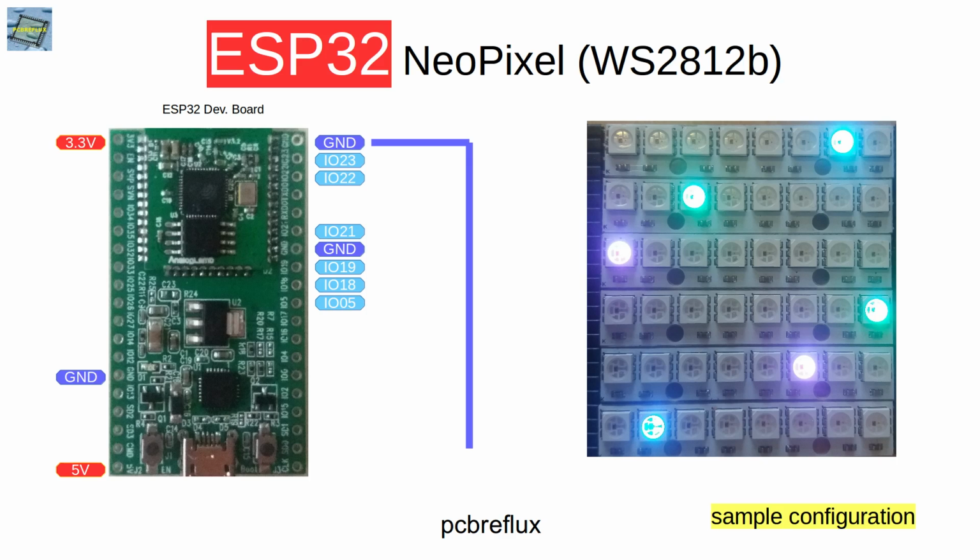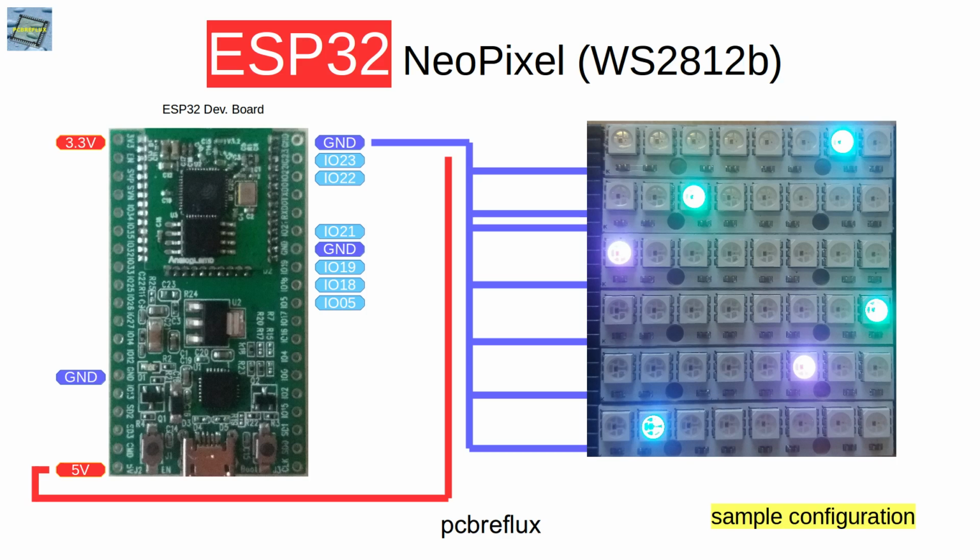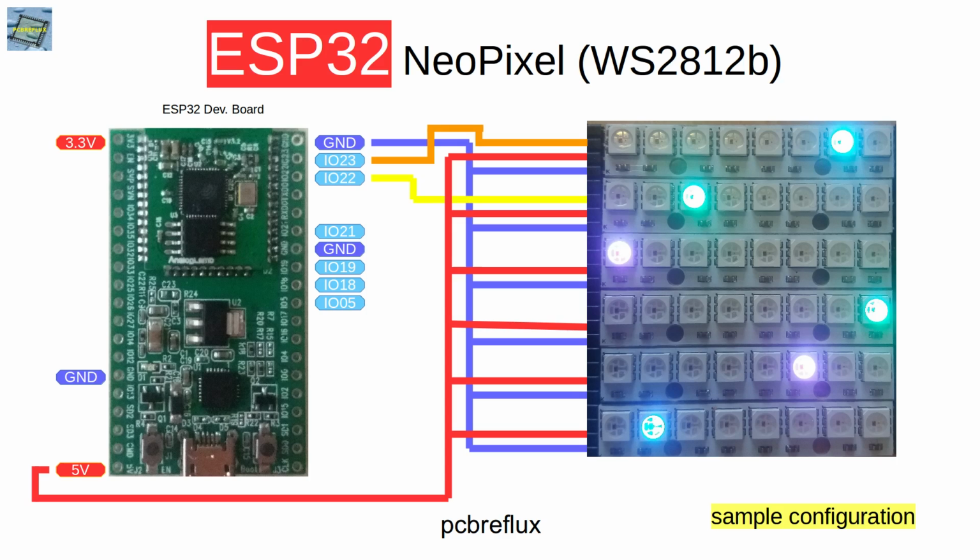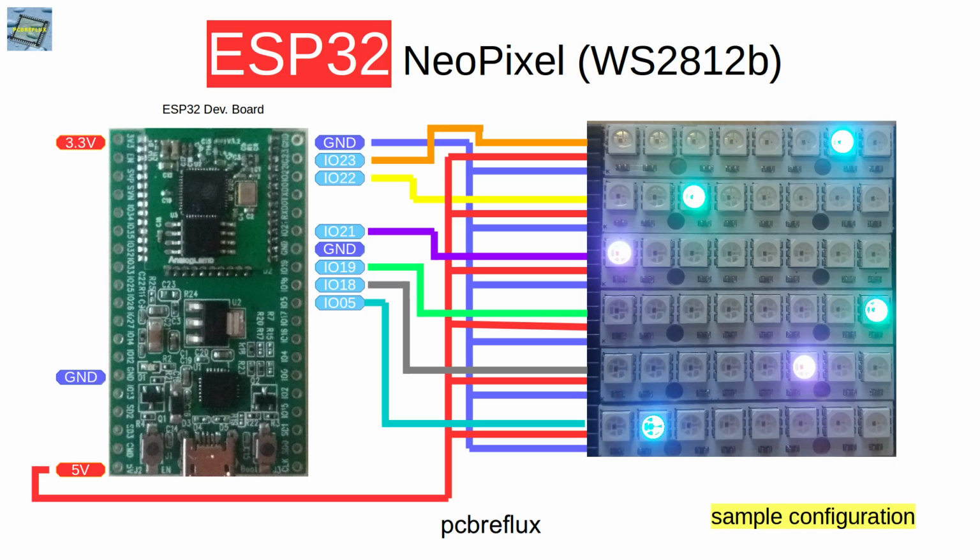And this is the setup for my breadboard configuration. I take the ground pin and tie them all together in a bus configuration. So I connect them to 1, 2, 3, 4, 5, 6 LED strings. And also the 5-volt rail from the USB connector. I do the bus configuration to 1, 2, 3, 4, 5, 6 strings of the LEDs. And then I tie the GPIO pin 23 to 1 string, the GPIO pin 22 to 1 string, and the GPIO pins 21, 19, 18, and 5 go also to one of the strings.